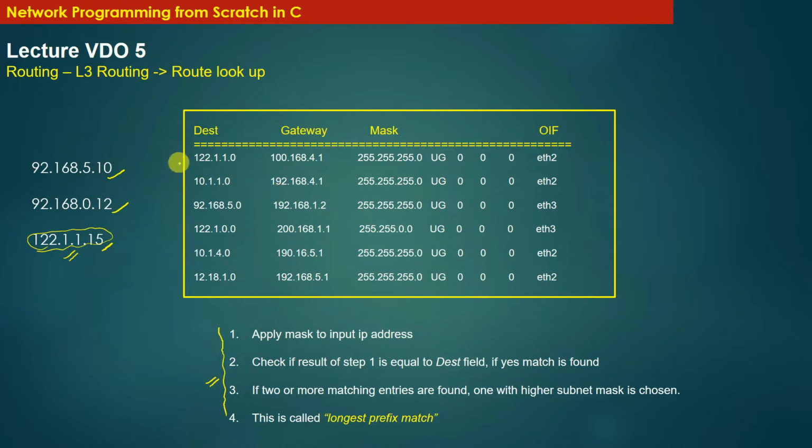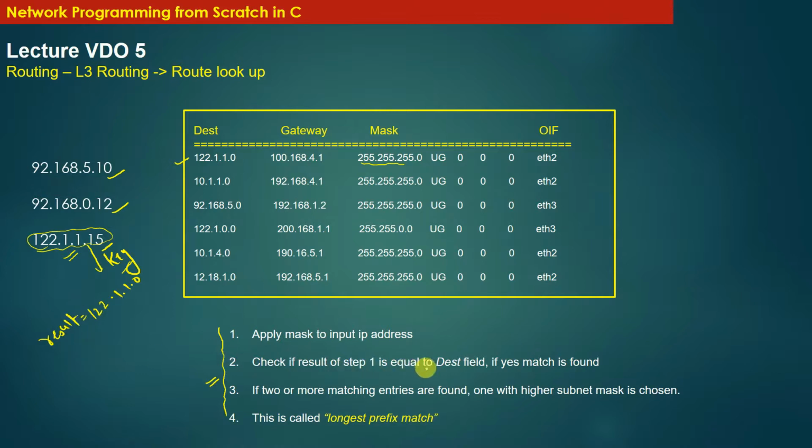The router will scan the entries in the routing table one by one. It will pick up entry 1 and apply the mask of the entry to the input IP address, which is the key. Now if you apply this mask to the key, you will get 122.1.1.0. Check the result. So this is the result.